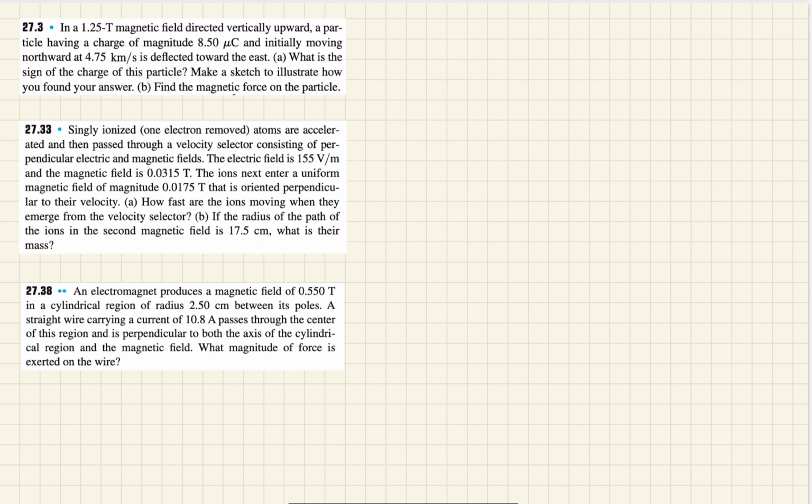Moving on to the second one. This is a singly ionized particle, so one electron is removed. So it's going to have a positive charge. It's accelerated and then passed through a velocity selector, consisting of perpendicular electric and magnetic fields. The electric field is 155. Okay. All right, so there's a few parts to this.